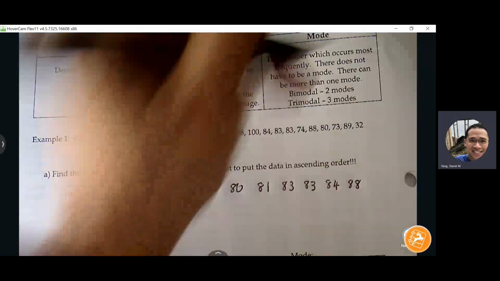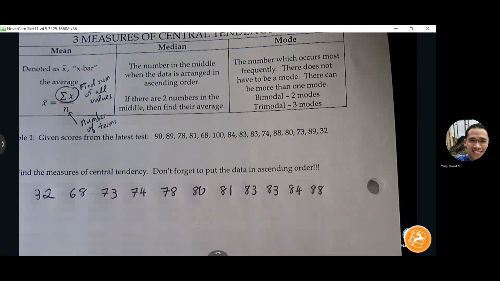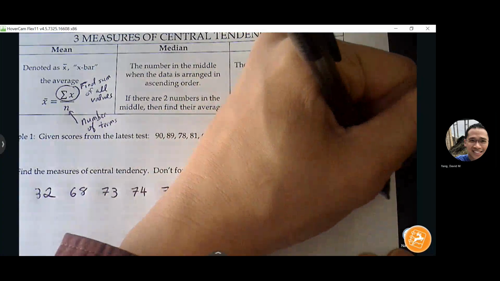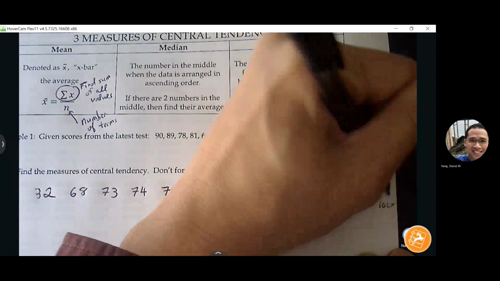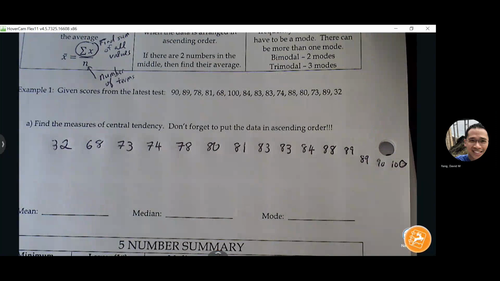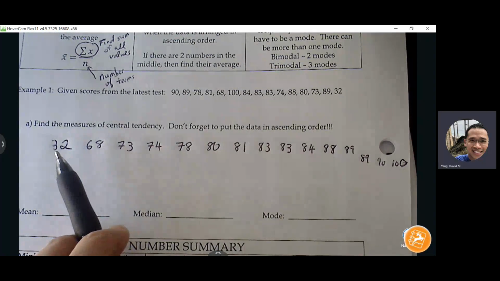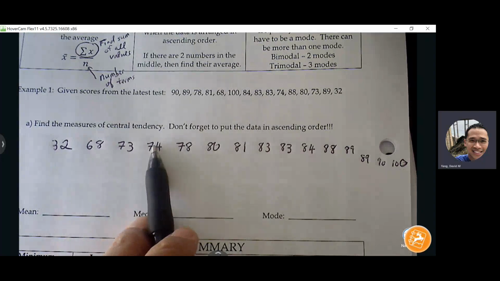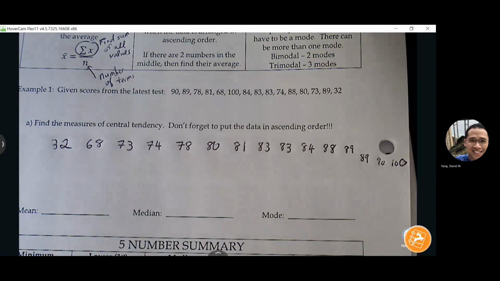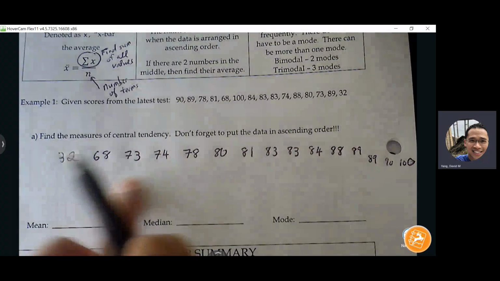Oops, running out of room here. I think there should be 15 scores here. 1, 2, 3, 4. So for your mean, you're just going to add up all your test grades and divide it by 15.